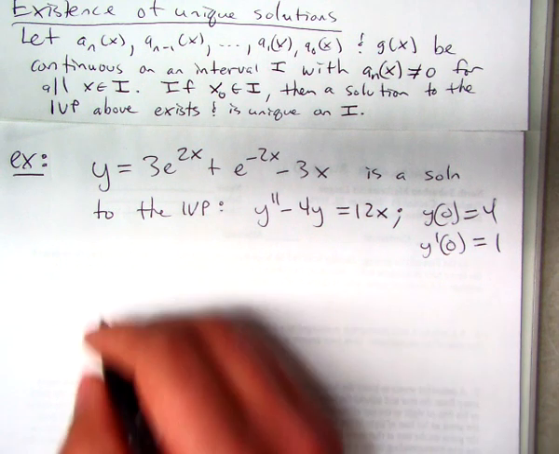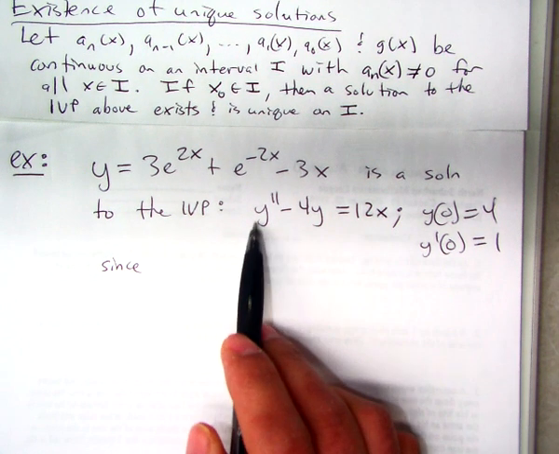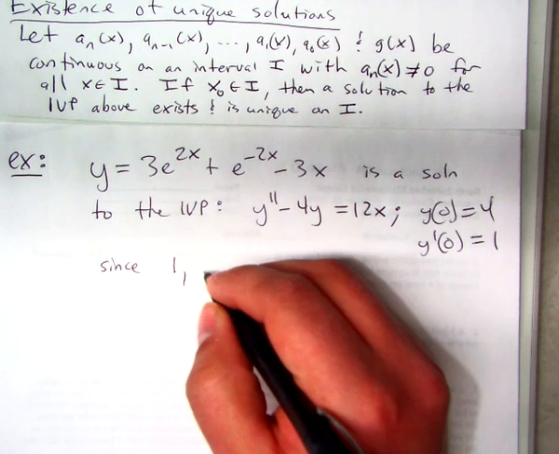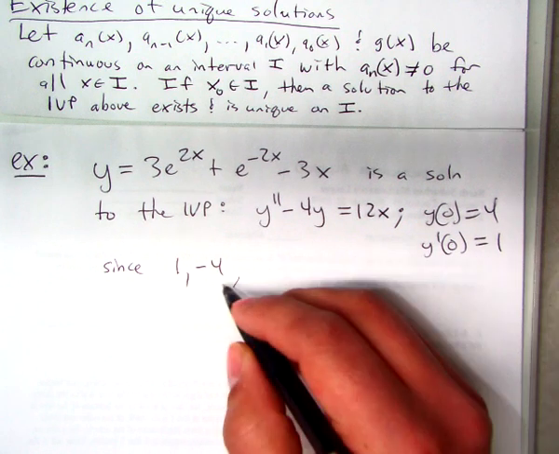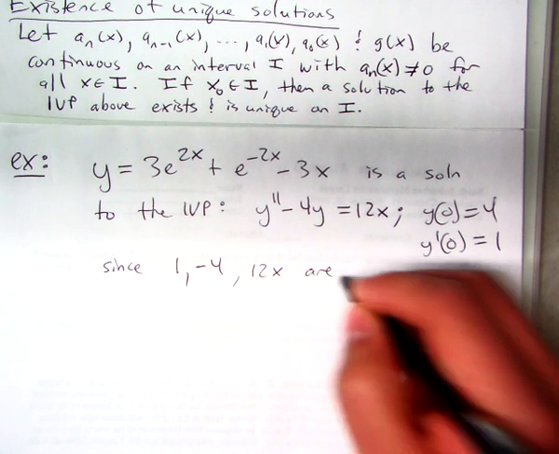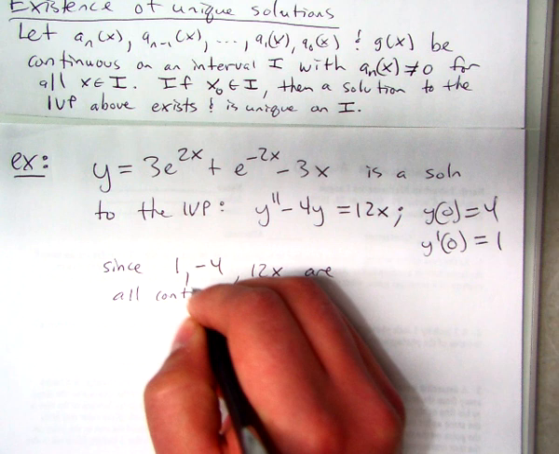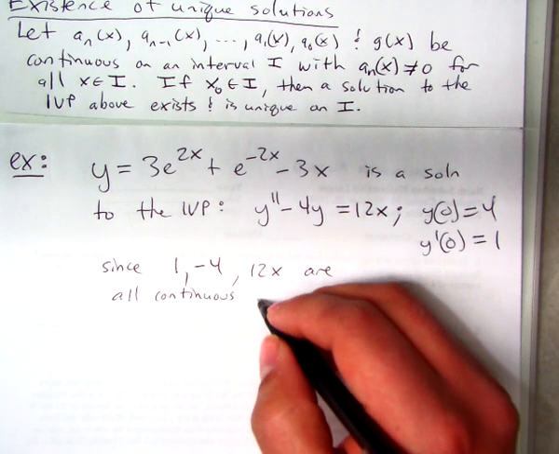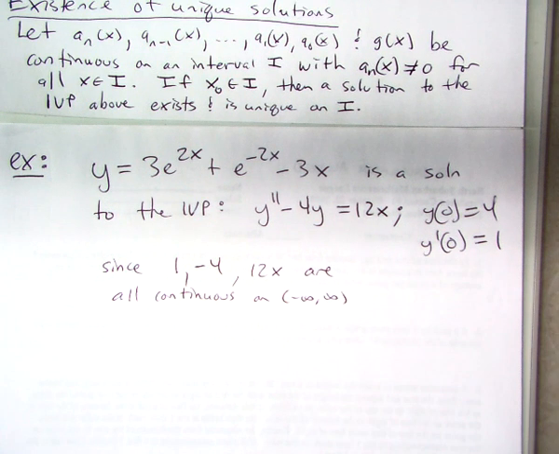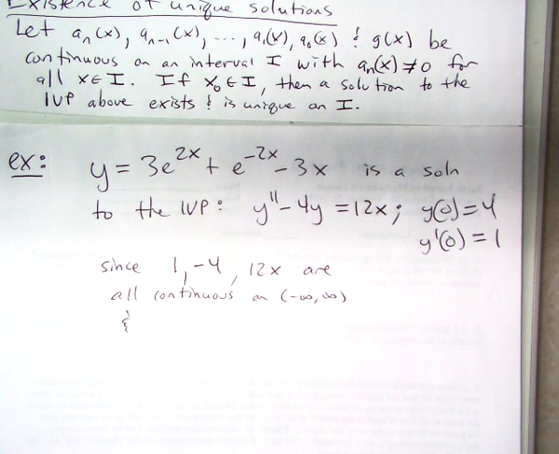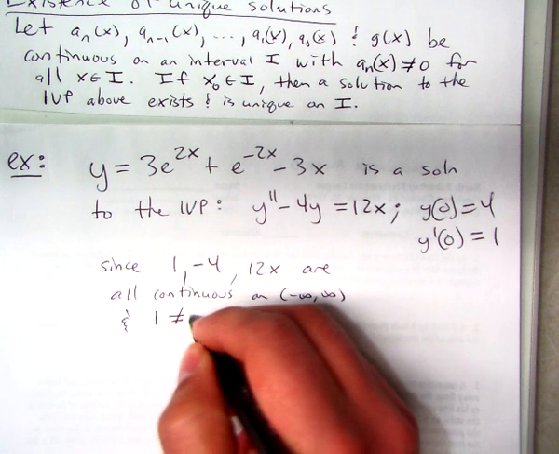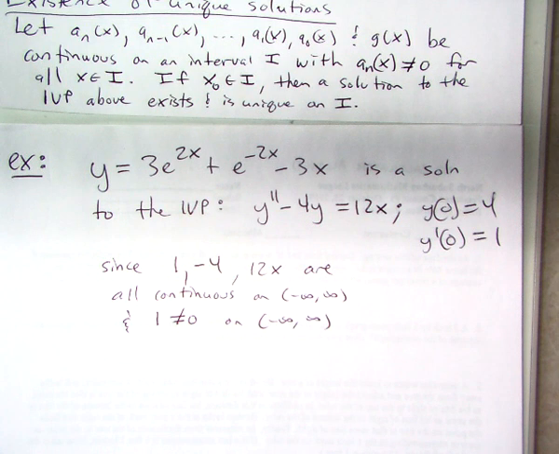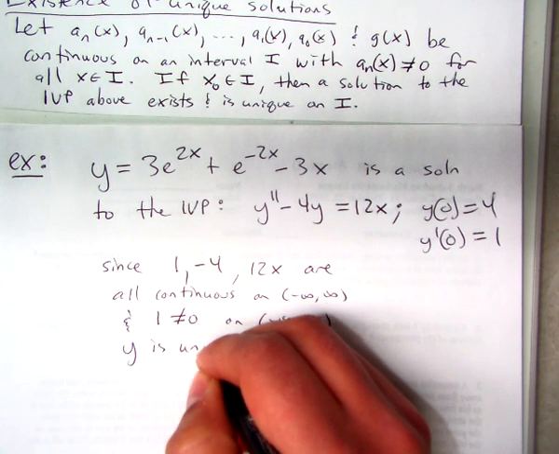Okay? Well, what can we say? What are the coefficients for the differential equation here? Since 1, negative 4, and 12x are all continuous, on what interval? Everywhere, right? And what's the leading coefficient? Since 1 never equals 0 on that same interval, y is unique.